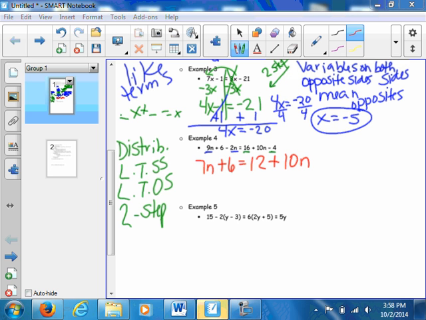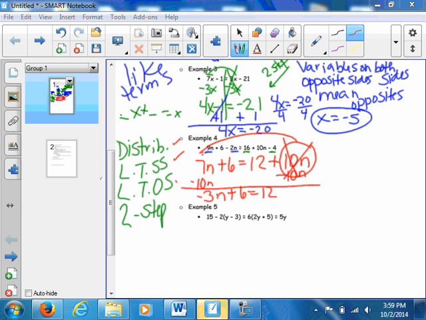Okay? Now I took care of that. Now I'm on like terms on opposite sides. 10 and 7. Remember I said I like to bring everything over to the left. So I'm going to subtract 10n. Subtract 10n. Those will cancel. I have 7 minus 10, which is negative 3n plus 6 equals 12.